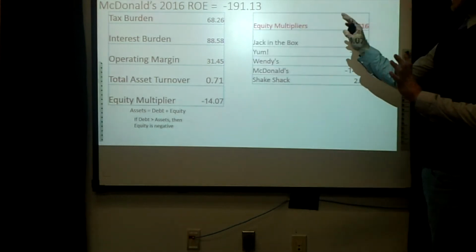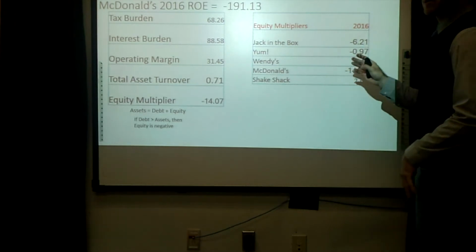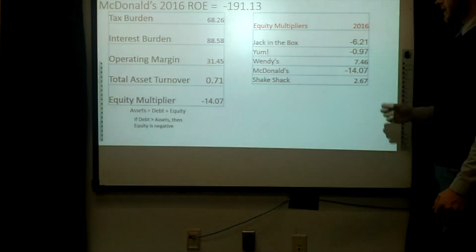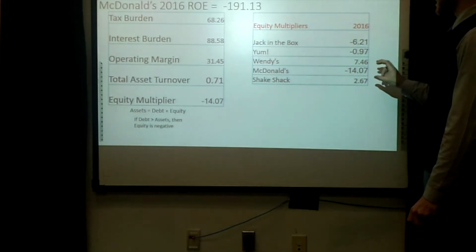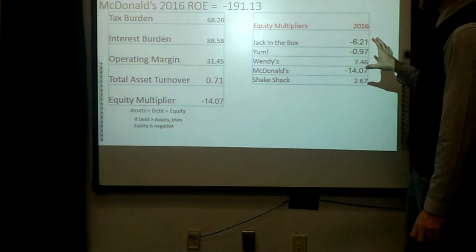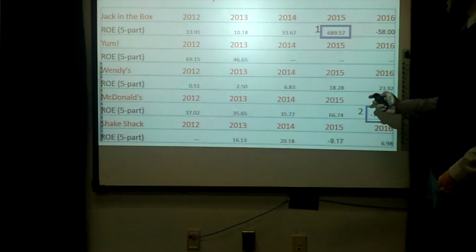So we say that's weird, that's 2 companies. Let's look at all the companies in the industry and look at their equity multipliers of 2016, the only year we ever saw a negative one. Jack in the Box negative, Yum Brands negative, McDonald's negative, Wendy's and Shake Shack still positive. Yum just a little negative, so this is weird. This is something you see specific to this industry as well. All right, so that's those 2 things taken care of.